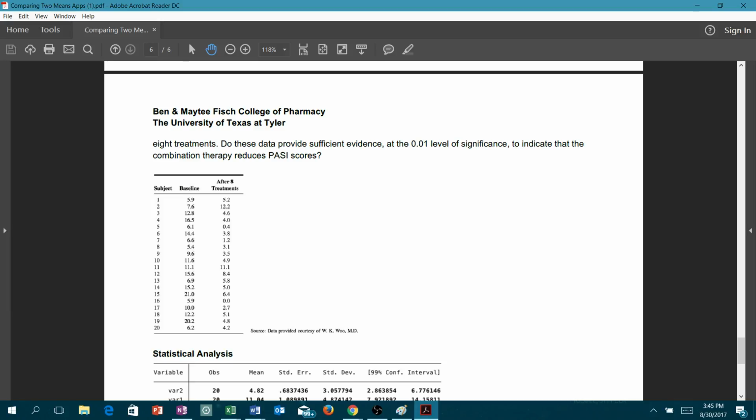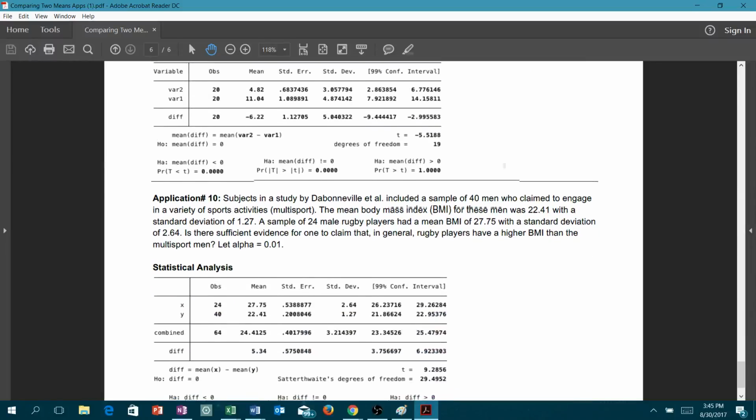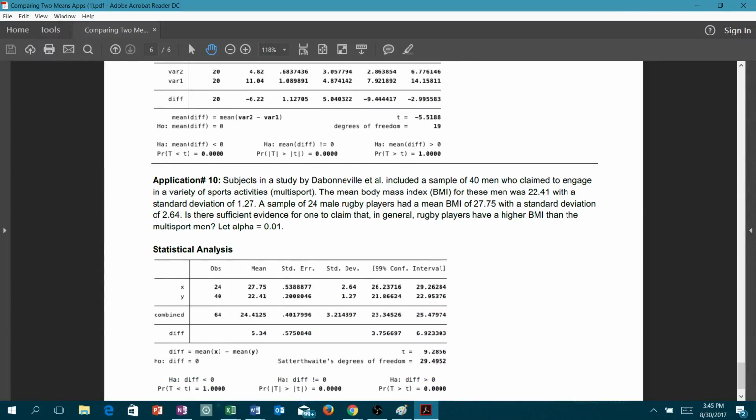Okay. You have guys that are multi-sport, and then you have specific rugby players. Where are my two groups at? Who, X and Y. Okay.